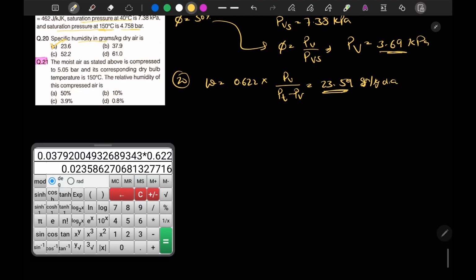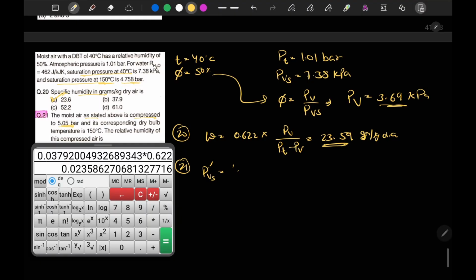Now in the next part it is mentioned that the moist air as stated above is compressed to this bar, and the corresponding dry bulb temperature is this, then the relative humidity. So now our PVS dash, the new saturation pressure, is given, that is with the value at 150 degrees Celsius was 4.758 bar.